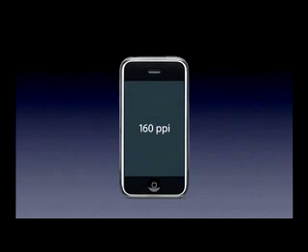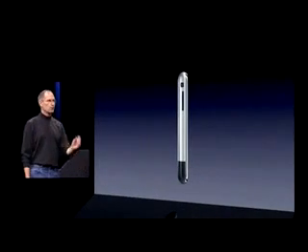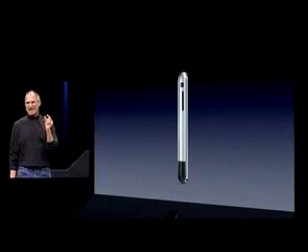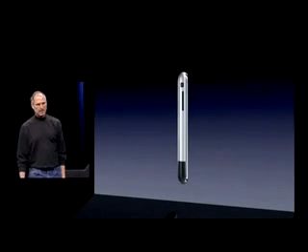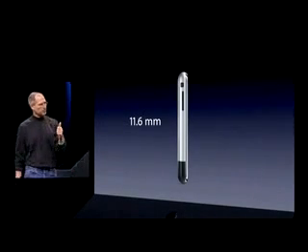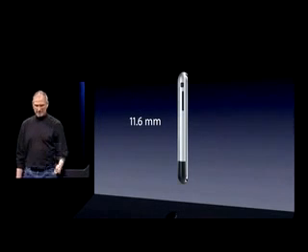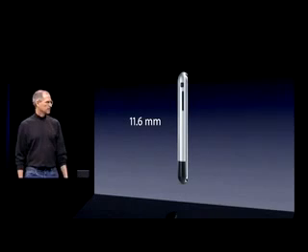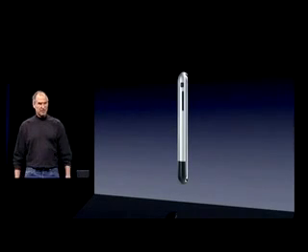And on the front, there's only one button down there. We call it the home button. It takes you home from wherever you are. And that's it. Let's take a look at the side. It's really thin. It's thinner than any smartphone out there at 11.6 millimeters. Thinner than the Q, thinner than the Blackjack, thinner than all of them. It's really nice.